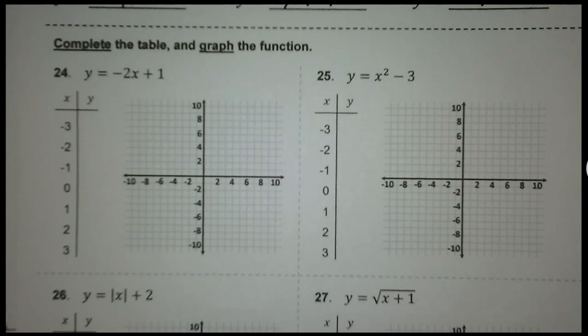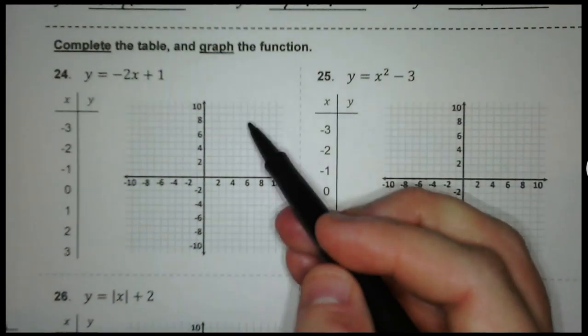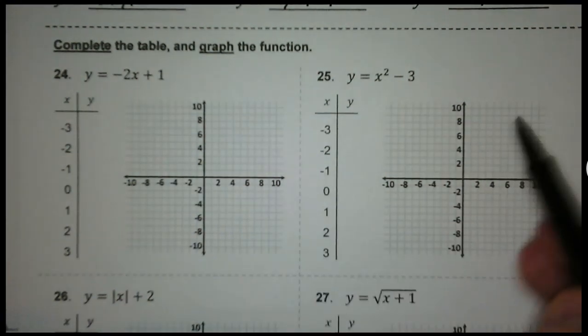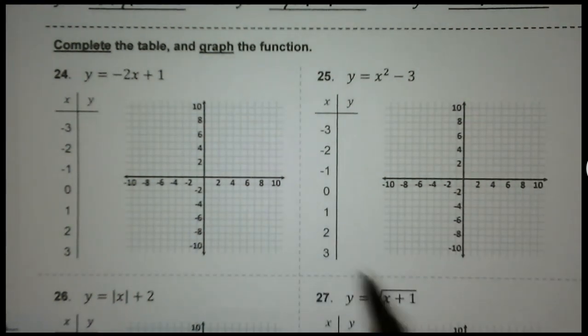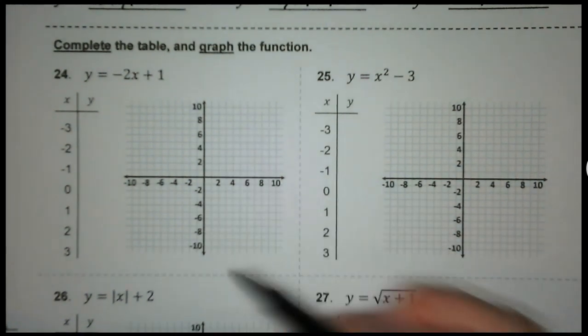final stretch here. We're going to complete the table and even draw the graph. Now I'm not going to X out all these graphs, okay? I'm not actually going to do it here, because that'll just get in my way.